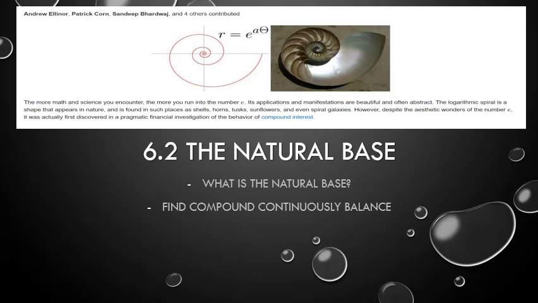In 6.2, we're going to be talking about this famous constant called E, and E is approximately 2.71828, something like that. But basically, it was found through nature. So I just found this little part on the internet that I pasted up here at the top that kind of gives you the wonder and mystery of what E is.